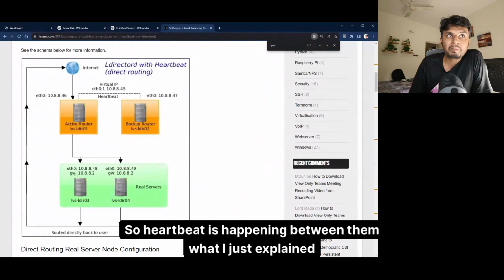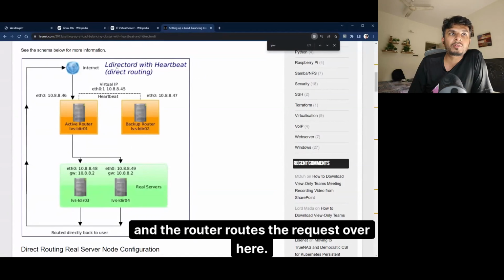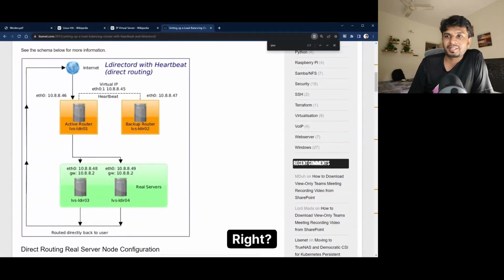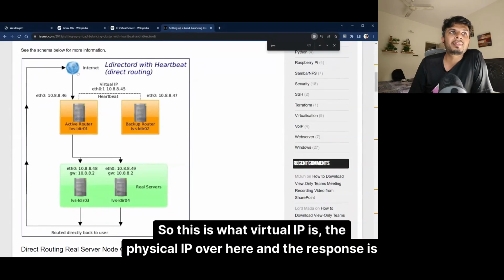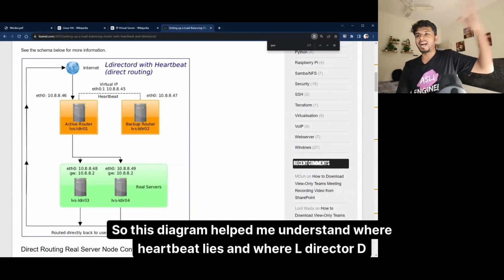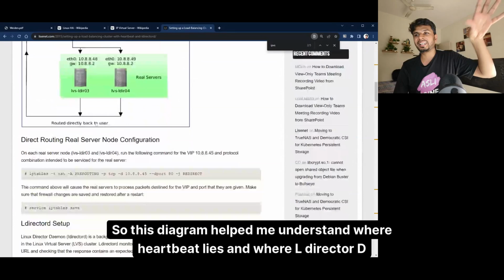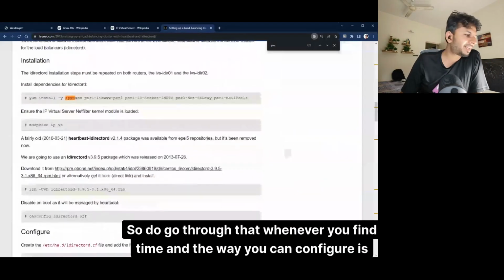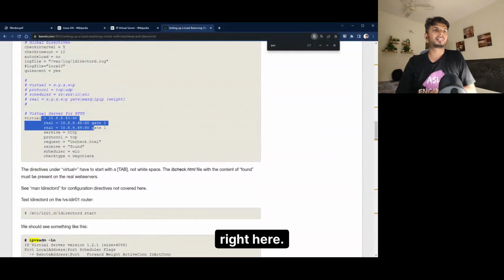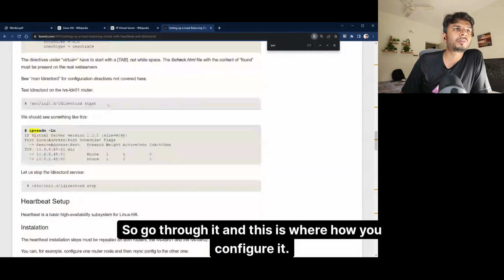So Heartbeat is happening between them, what I just explained, and the router routes the request over here. If one goes down, the other takes its place. That's where the virtual IP comes in, right? So this is what the virtual IP is, the physical IP over here, and the response is directed back to that. This diagram helped me understand where Heartbeat lies and where LDirectord lies. So do go through that whenever you find time, and this is where you configure it.